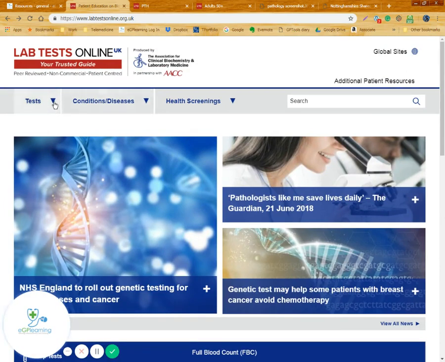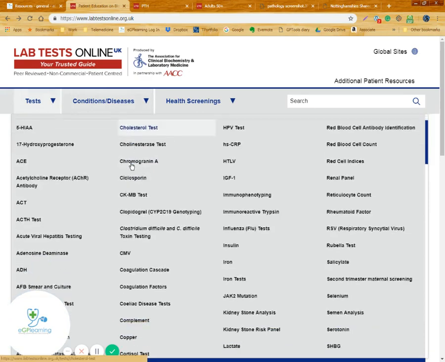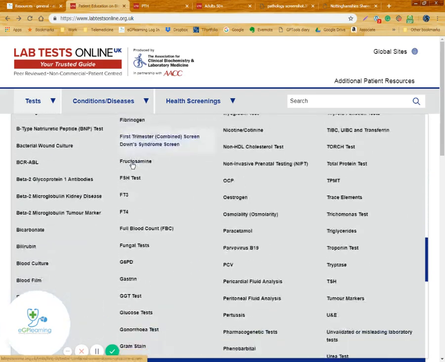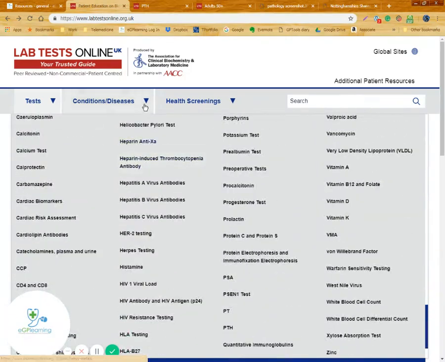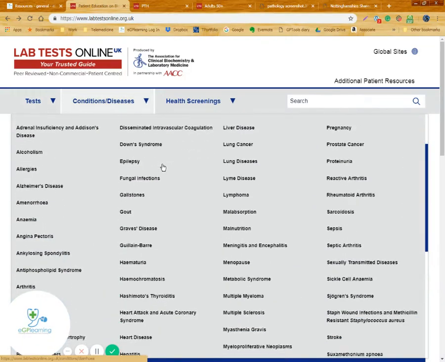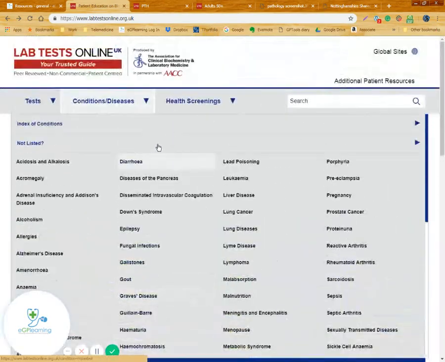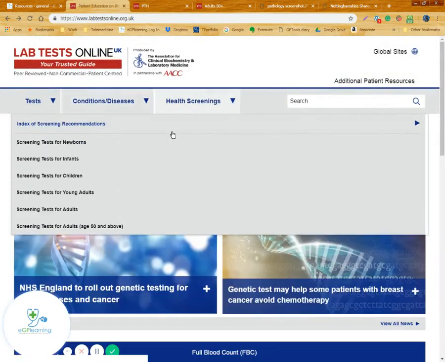So you've got the tests section, which lists each individual test that you could potentially use to manage patients. And as you can see, it's a pretty diverse list. The second section is the conditions page, which looks at individual conditions and what you may need to look at to analyse them. And then the third part is looking at health screening tests at various different age groups and why and when you would want to consider these screening investigations.